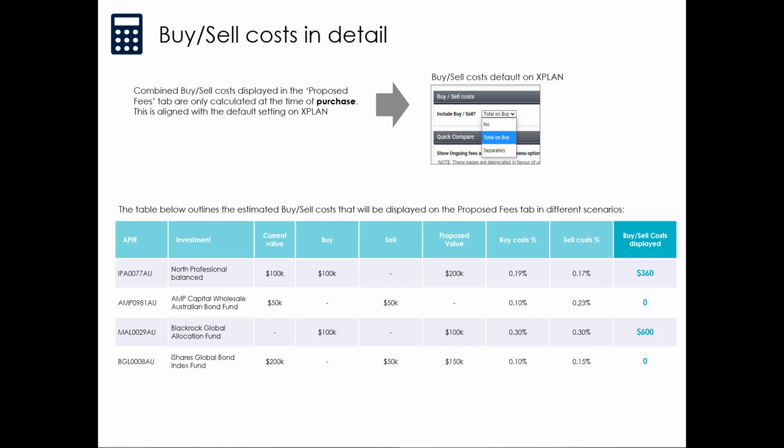So in this example, we are purchasing North Professional Balanced and BlackRock Global Allocation Fund for $100,000. We are also selling AMP Capital Wholesale Australian Bond Fund and iShares Global Bond Index Fund. As you can see, the buy-sell costs are only reflected when purchasing.